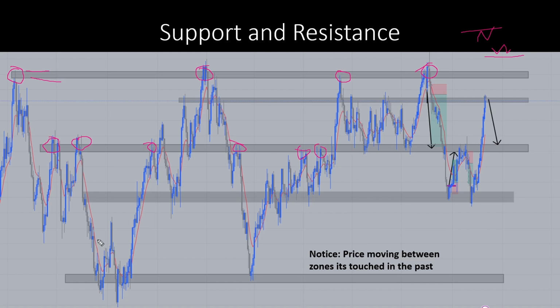So that's the roof. For the floor, support. It's supporting price, so price doesn't want to go lower. Support, support, support, support, support, support. All of this is support. As you can see, this support here turned into resistance, and actually in the past you can see it was resistance over here and over here and over here once again. So this resistance turned support.